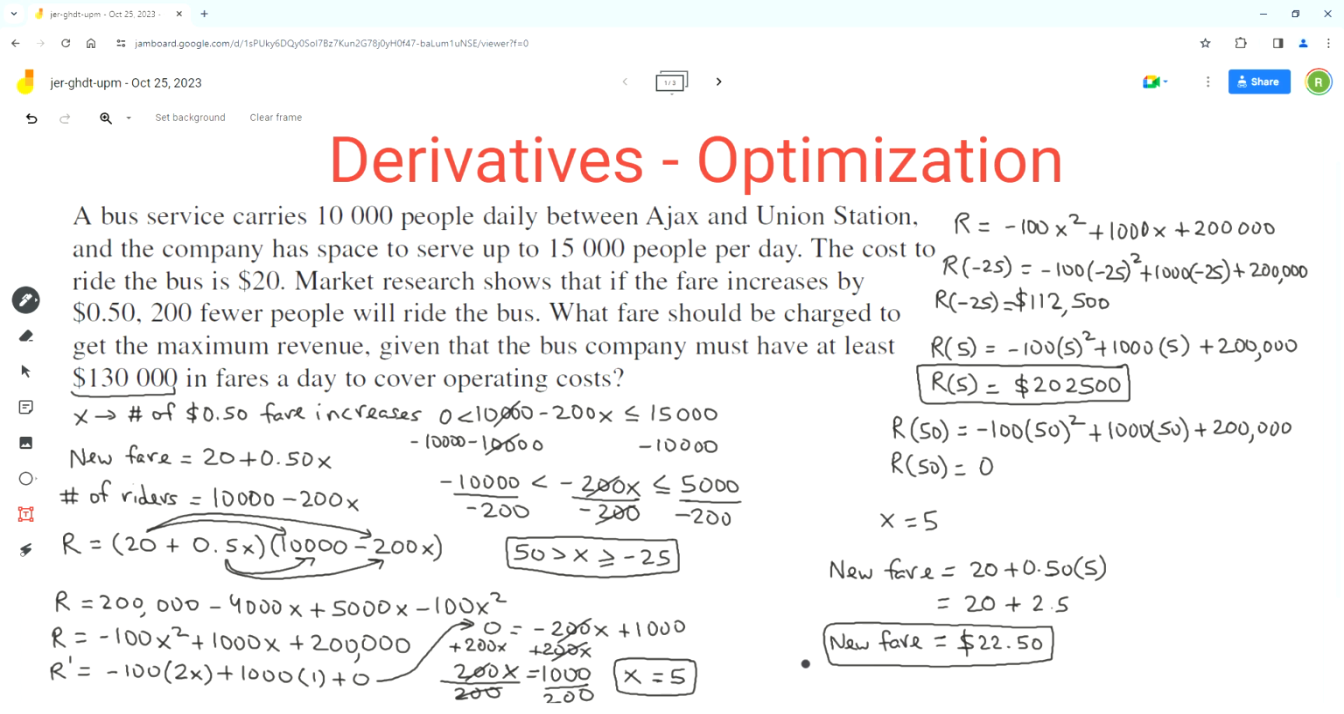So these are the steps you have to keep in mind to solve a problem like this one. For this problem, finding the domain for the revenue function is tricky. So we just need to understand how we can set up the number of riders expression as being less than or equal to 50,000, because that's the maximum capacity, and it should also be greater than 0 because the company has to serve at least one person in order to earn revenue.